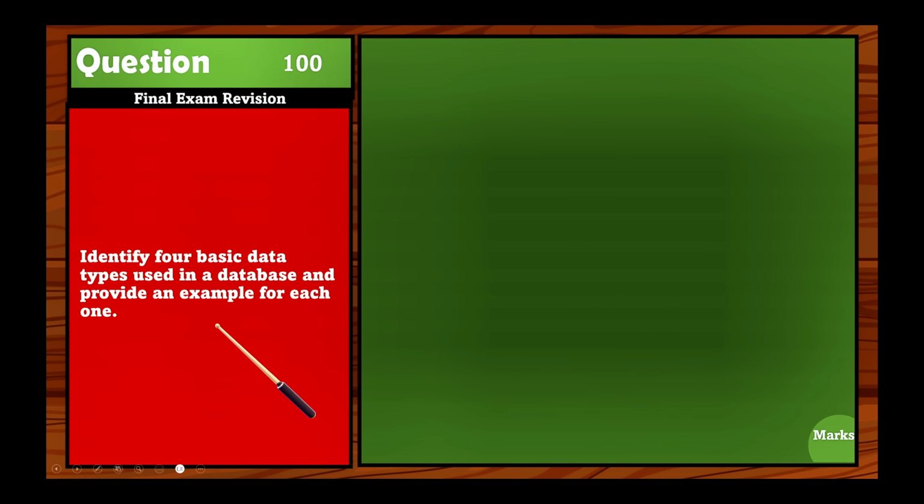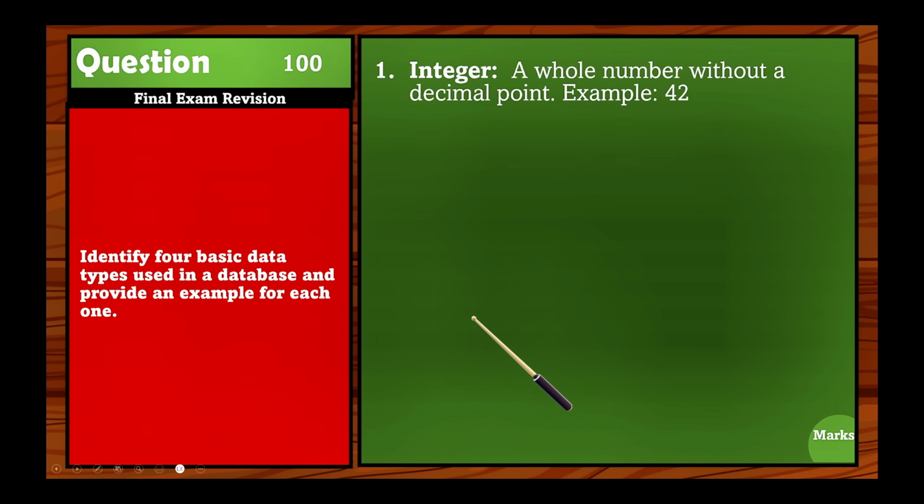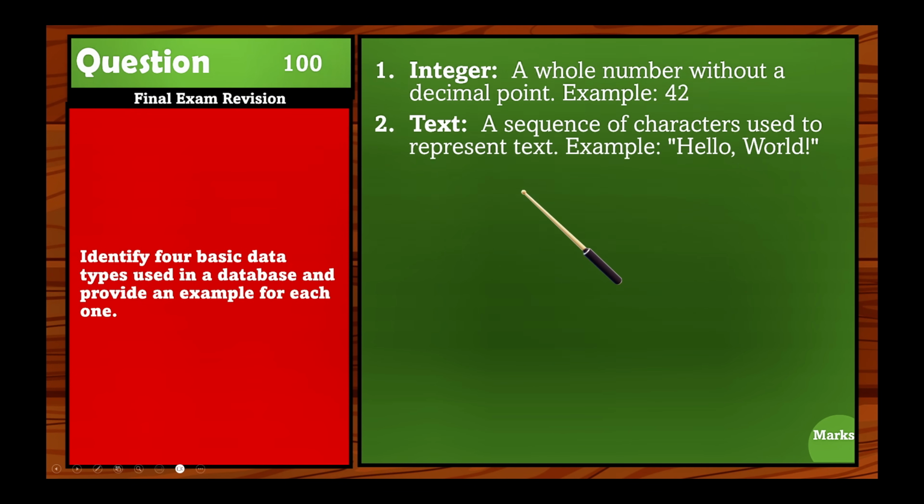Identify the basic data types used in databases and provide an example for each one. So we have integer, a whole number without a decimal point, for example, 42. Then you have text, a sequence of characters used to represent text, for example, hello world.